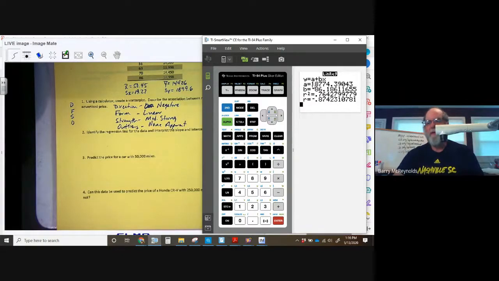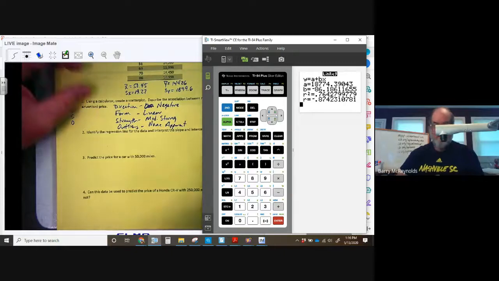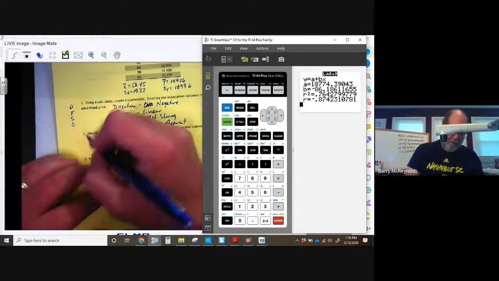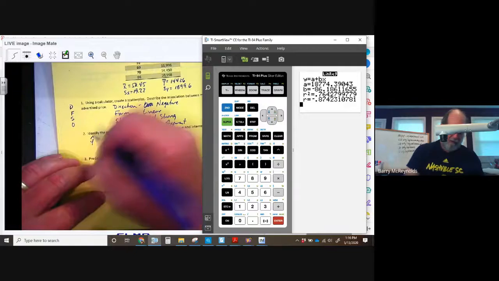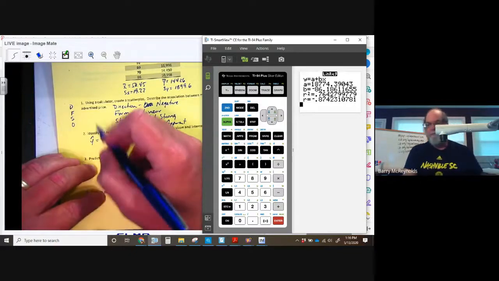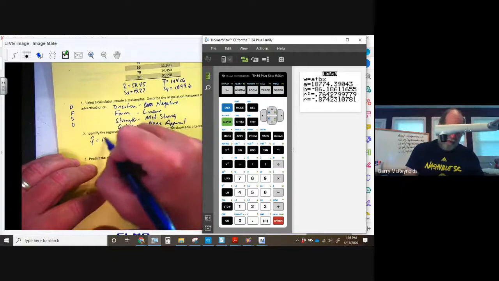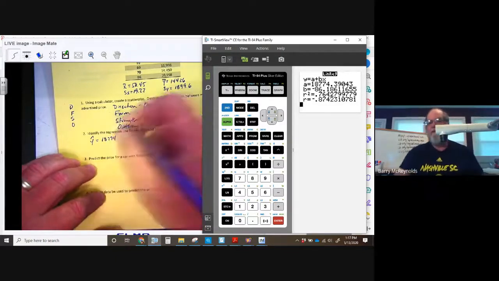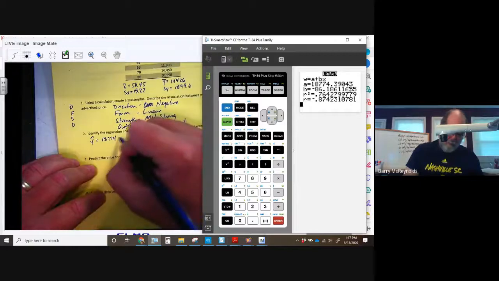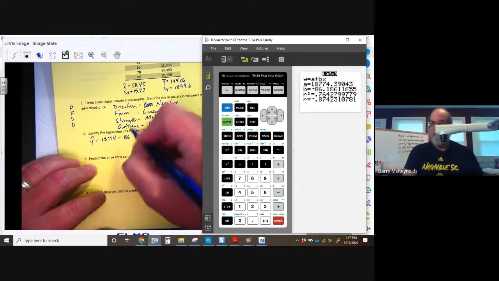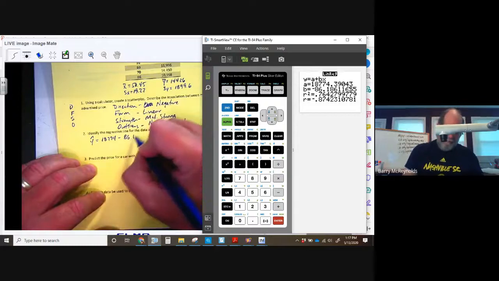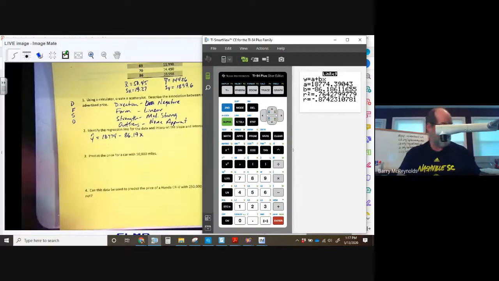And so we get a regression line in the form of a plus bx, where a is 18,774, and b is negative 86.19. So I'm going to go ahead and just write that. But remember, we want to write our regression line in terms of y hat equals 18,774. And notice that b is negative, so I'm going to put the negative sign in there, 86.19, and then x. So there's the regression line right there. That's it.